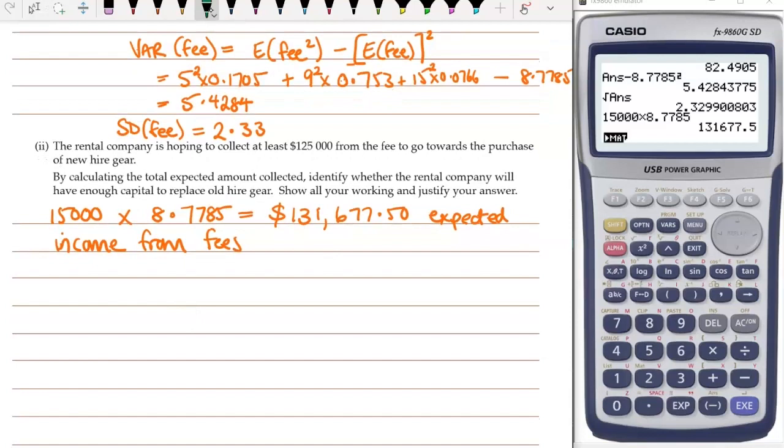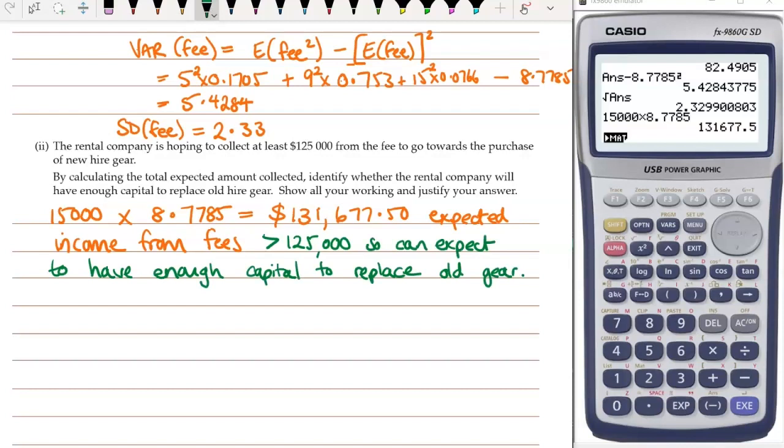So this is greater than 125,000, so they can expect to get enough capital. Now we should also support this with a calculation on the standard deviation, because if that's likely to deviate from that expected value a lot, then there wouldn't be much confidence in being able to meet that target. So we also have to work on variance and then square root it to get the standard deviation.